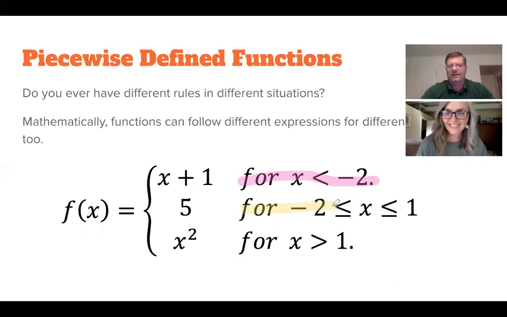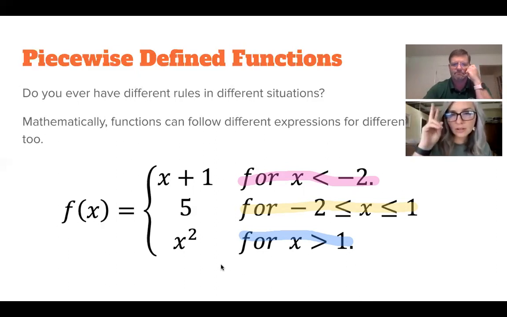When I'm between -2 and 1, including -2 and 1, I'm just constant at 5. And then finally, for numbers bigger than 1, I'm going to follow the rule: I'm going to square it. Okay? So that's all that means: there are going to be three different intervals along the x-axis where we follow three different mathematical rules.